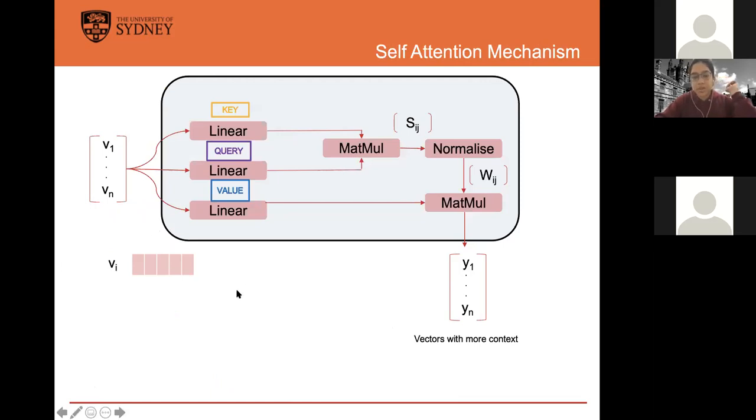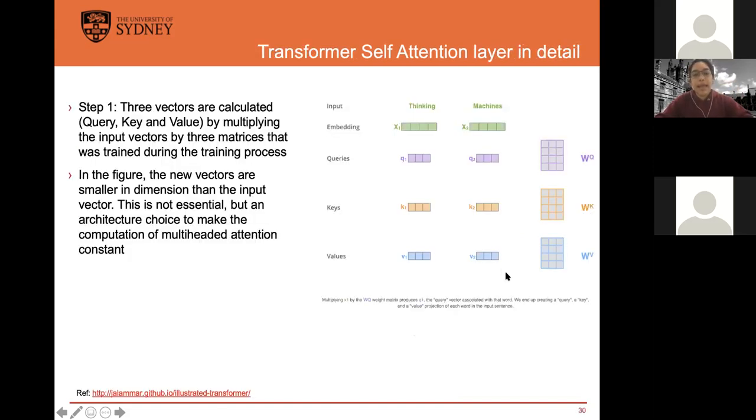So in a nutshell, the self-attention mechanism can be described as in this slide. The vectors are passed through these three linear layers: keys, queries, and values. Keys and queries are multiplied to get the score, you normalize the score, you get weights, and you multiply this with the value, you get a vector with more context added to it.